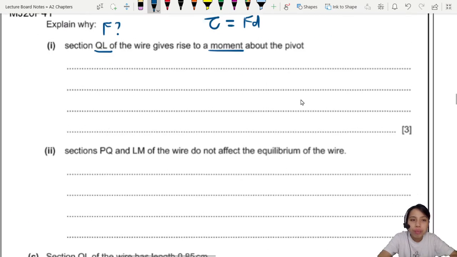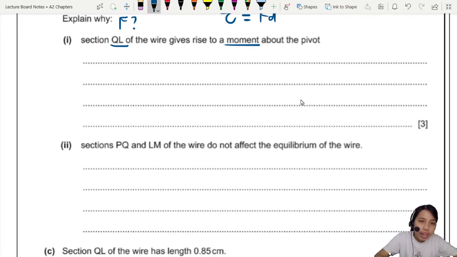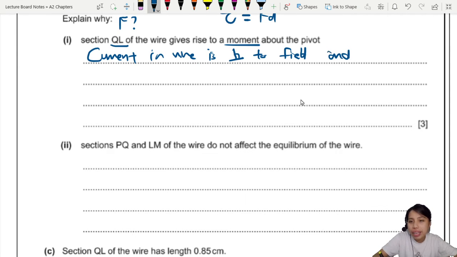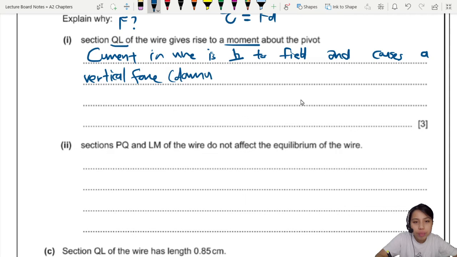So talk about both. So number one, you say the current in the wire, you must explain a little bit. Current in wire is perpendicular to the field. I just draw a perpendicular logo because I don't want to write the whole sentence. And because of that, it causes a force or vertical force. If you want to specify the direction, sure, go ahead. Vertical force downwards. Okay, so we talk about the force.